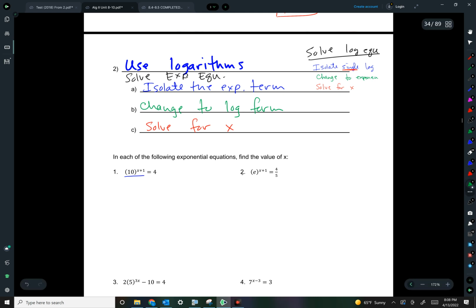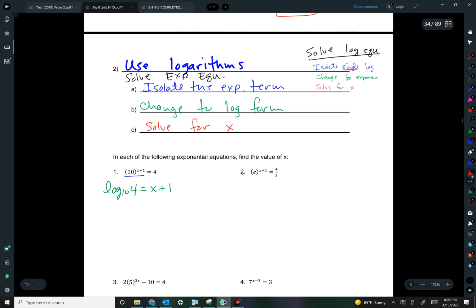Step 2 is change to log form. Well, remember how to go back and forth. We would say log, which part of that is the base? The base is 10. So we say log base 10 of the answer, so of 4. And remember the log always equals the exponent, and in this case the exponent is x plus 1. So you've got to remember how to go back and forth. And now, forget that log base 10 of 4. That's just a number. If I wanted to know what decimal it is, I could put it in my calculator. I don't want it as a decimal, but it's just a number. There's no variable there.